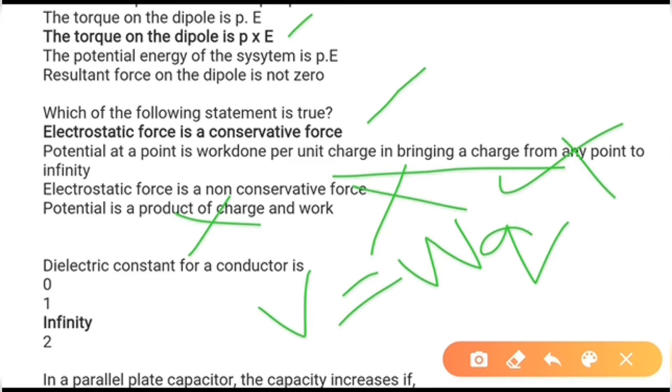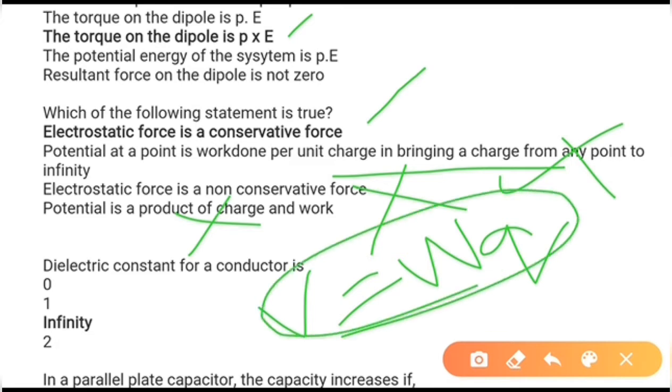It's not true, because V is equal to W by Q. W by Q is the true. So only the first one is the correct answer. Electrostatic force is a conservative force.